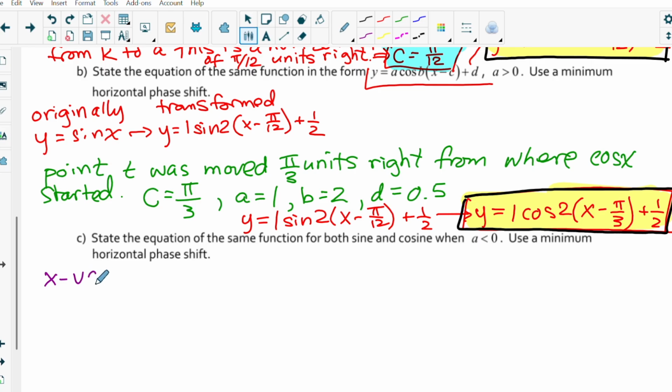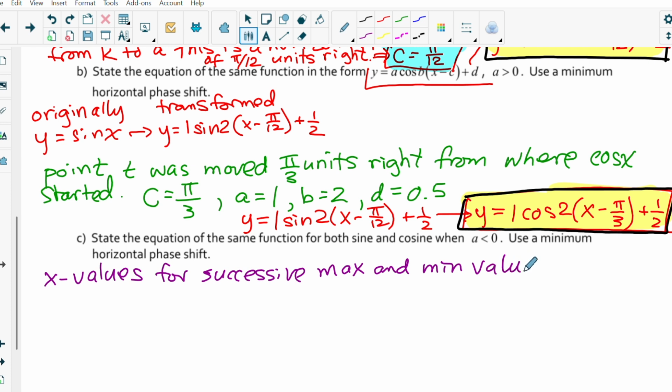So how do we read this? So X values for, and I should say for successive. So in a row, right? Successive max and min values. How far apart are they? Are pi over 2 radians apart.